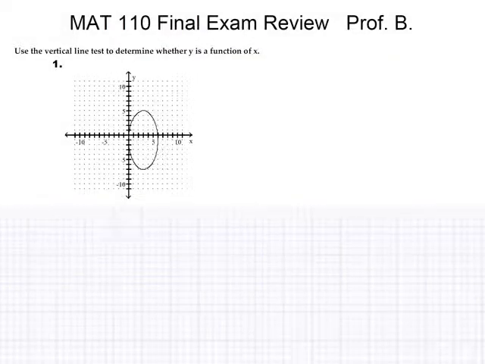For our final exam review here, our first question is about determining whether we have a function based off of a graph using the vertical line test. Clearly, if we put a vertical line on here, we're going to hit 2 points, one here, one here. So if we hit these 2 points, it is not a function. So this is not a function. Y is not a function of x because one x would result in 2 separate y values. And that's what the vertical line test does for you.